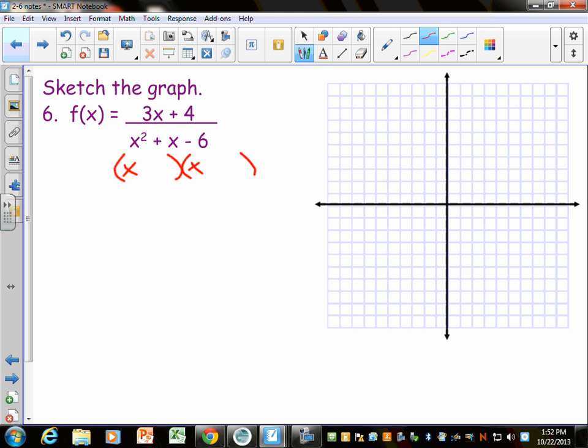What's that factor into? 3 times 2. Positive 3, negative 2. So I get x equals negative 3 and x equals positive 2 as my vertical asymptotes. We did a worksheet over this in chapter 1. Like, I made you graph like 4 of them. They were awful.